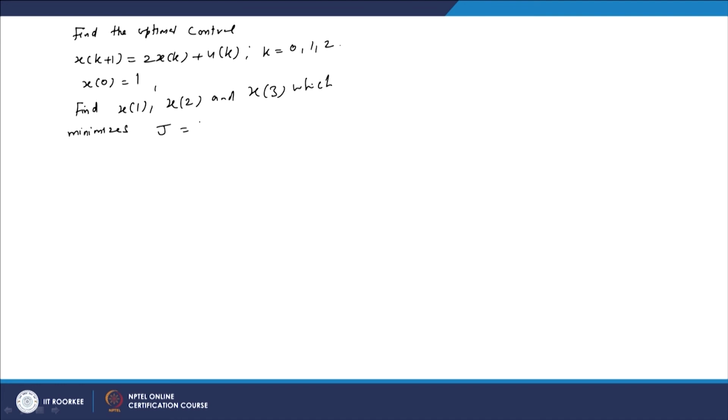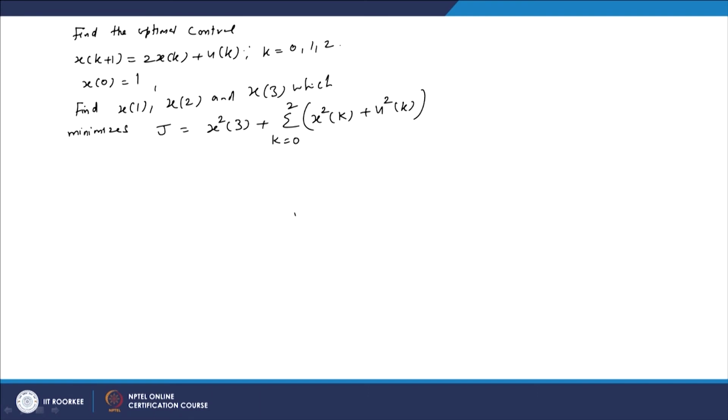the expression J, which is given by plus the summation, k ranging from 0 to 2, of x square of k plus u square of k. So the performance index is given by this expression, and with the initial condition we have to find the finite sequence x1, x2, x3 for minimizing this under the constraint.